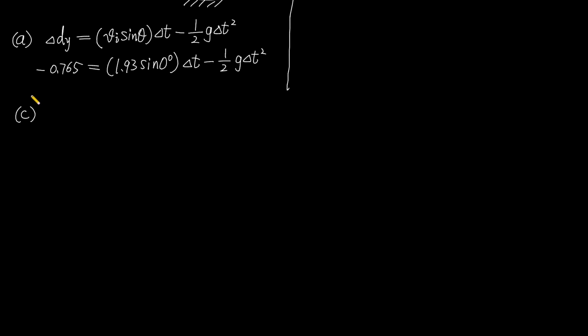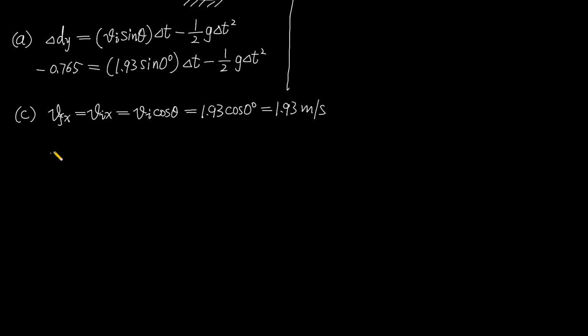Now for question C, it asks for the final velocity. So we need to find the final horizontal velocity and the final vertical velocity. Now we use them, we can get the final velocity. So the final horizontal velocity just equals the initial horizontal velocity, and equals initial velocity multiplied by cosine theta, and this equals 1.93 multiplied by cosine 0 degrees, and equals 1.93 meters per second.